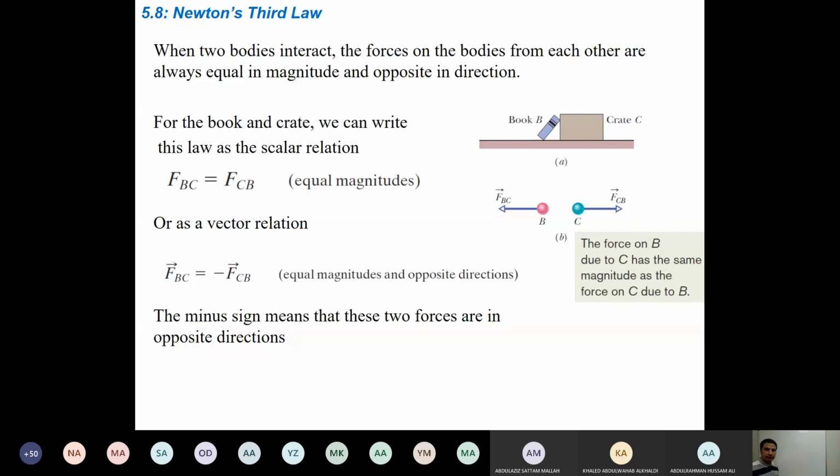Here in this diagram, you are seeing a book and a crate. On the right side, you are seeing the book and the crate. The book is leaning against the crate, right? It is not moving. Nothing is moving. Neither the crate nor the book is moving. Both of them are at rest.